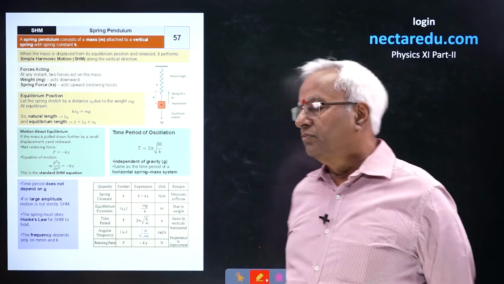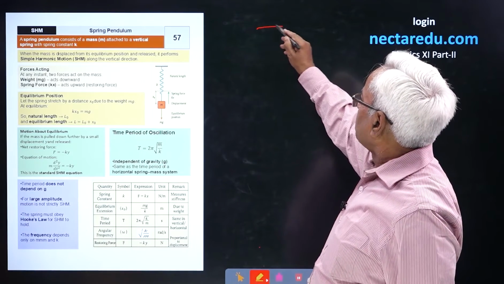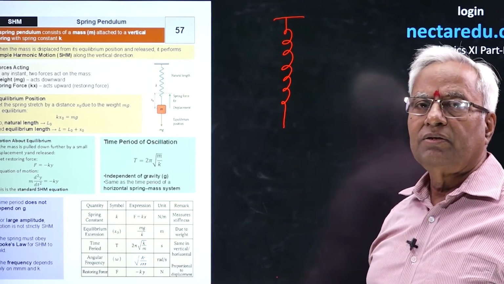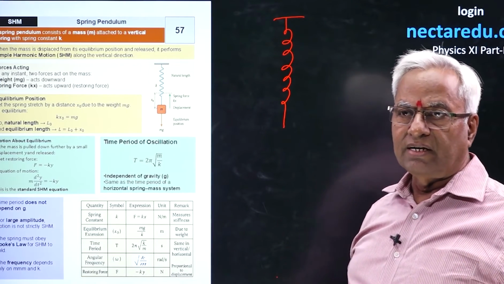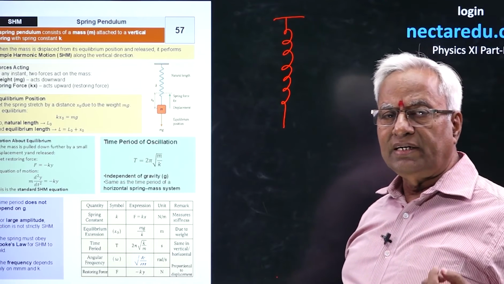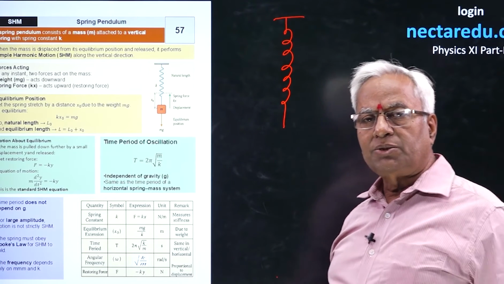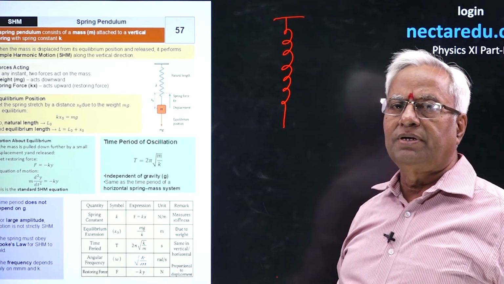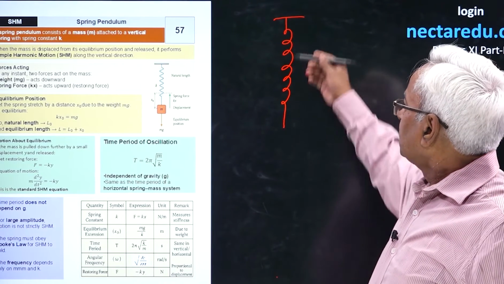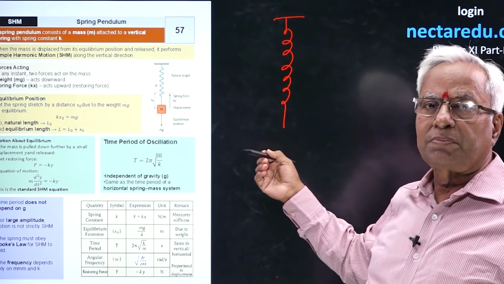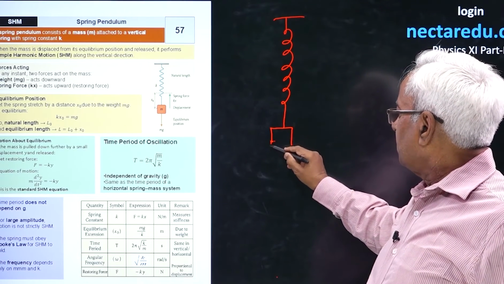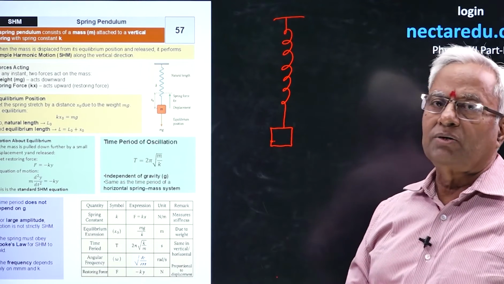Spring pendulum. When we use the term spring pendulum, it simply means a spring, one end tight, the other end free, and it should be in a position to oscillate. That means it should be ready to oscillate. That system would be known as a spring pendulum. At the free end, we'll normally attach one mass.